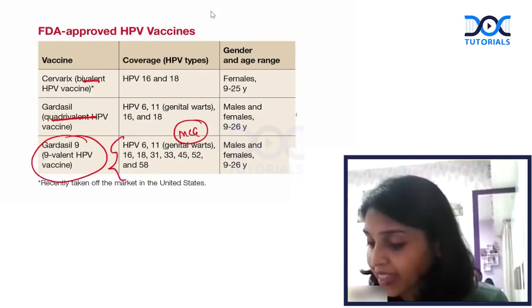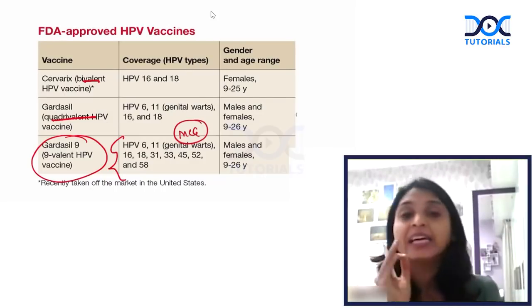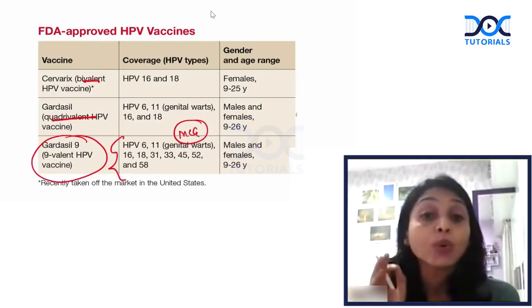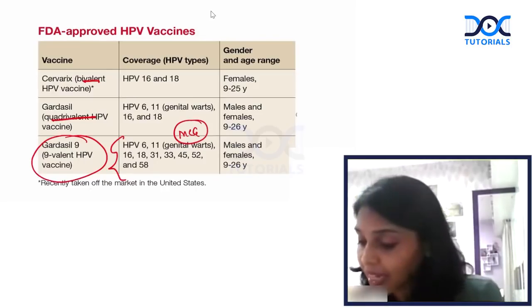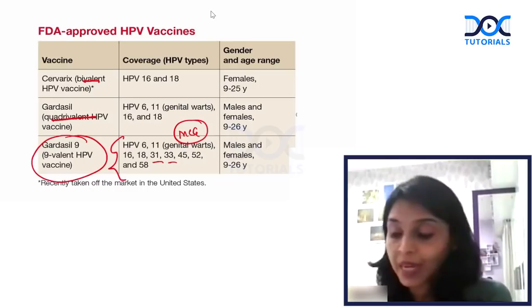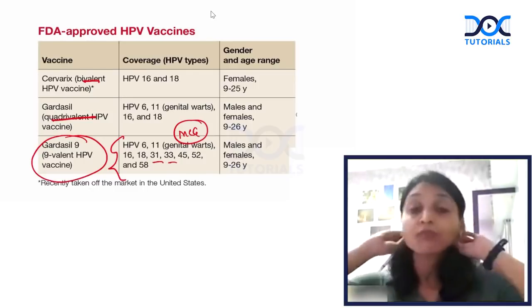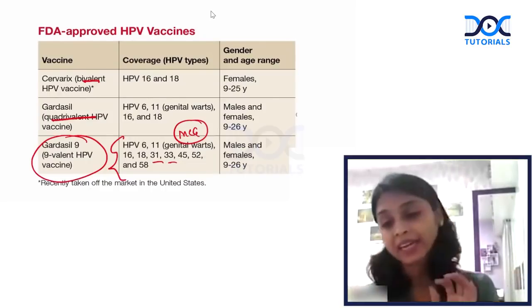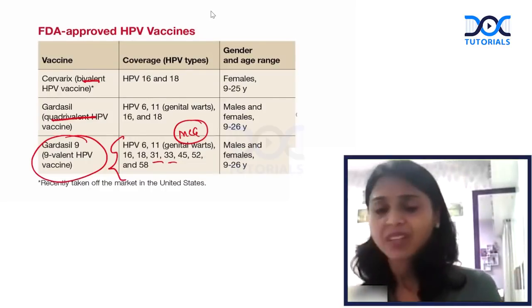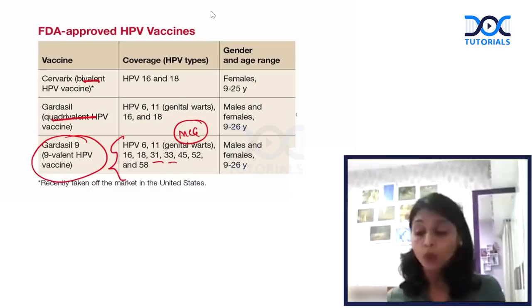If I remember correctly, the MCQ was: all the following except one are the serotypes which are found in nonavalent vaccine. And the answer during that time was 32. See, 31 is there, 33 is there, but no 32. So in that particular question, 32 was the answer. Which among the following is not present in nonavalent 9? So what I want to tell you is these are important. Okay, which are the serotypes that are present in Gardasil 9 or nonavalent?